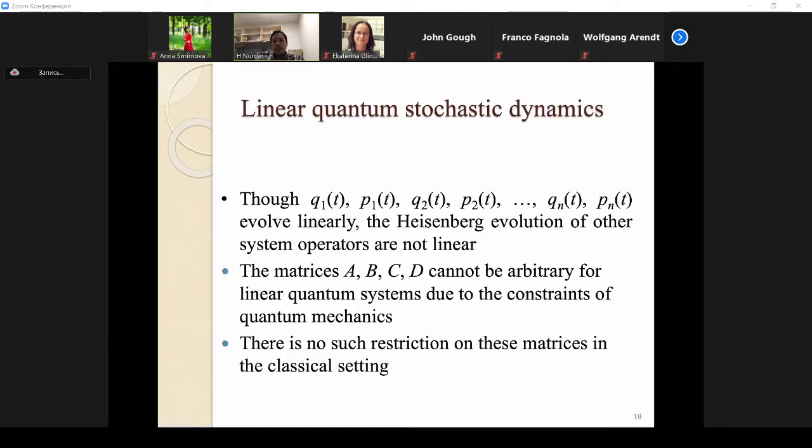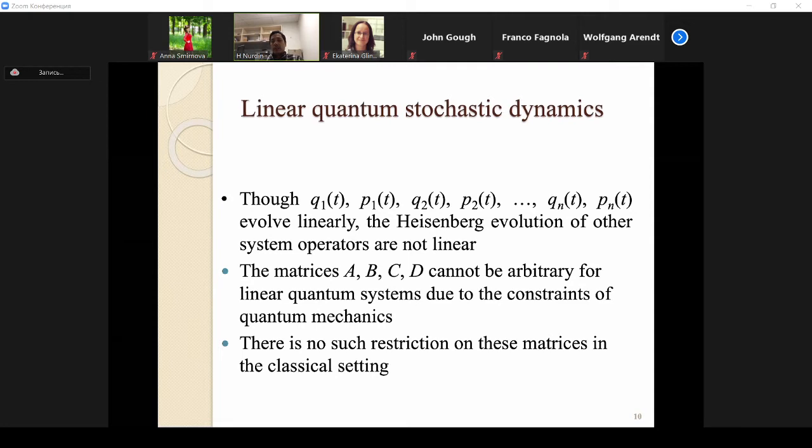So in a linear quantum stochastic system, even though the quadratures Q1, P1 up to Qn, Pn all evolve linearly, these are the only ones that evolve linearly. In general, the other operators will not evolve in a linear way.